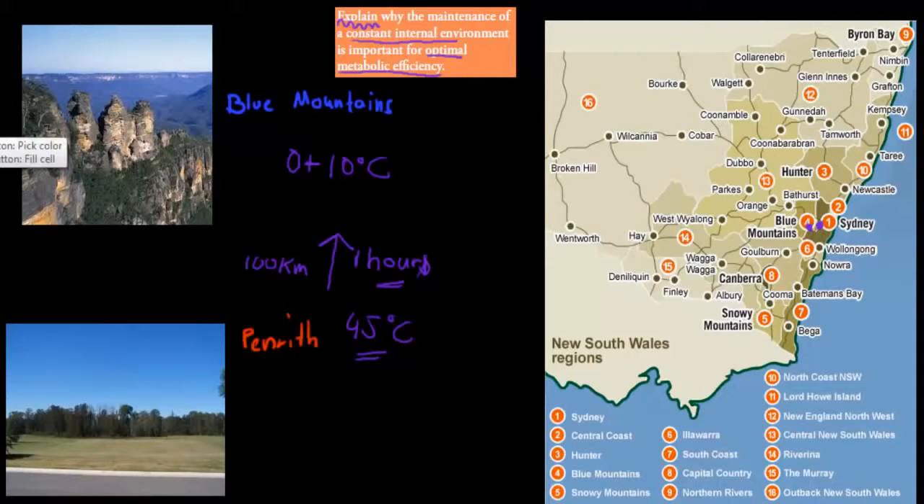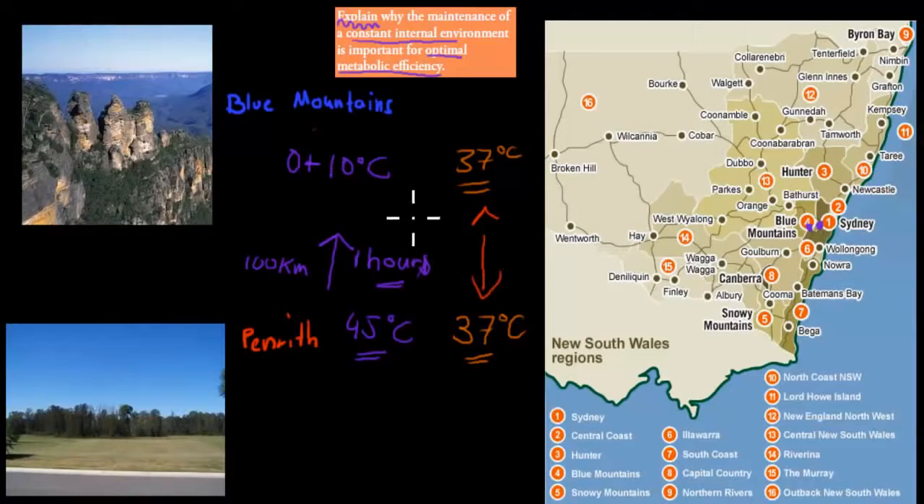And what would your internal body temperature be in both Penrith and the Blue Mountains? In Penrith you would have 37 degrees Celsius. In the Blue Mountains you would also have 37 degrees Celsius. So even though your outside temperature, your ambient temperature, has changed quite a bit, your internal temperature has stayed constant at 37 degrees Celsius. And this dot point is asking why. So why is this important? Why do we keep a constant internal environment no matter what our external environment is? So I'll go over that now.